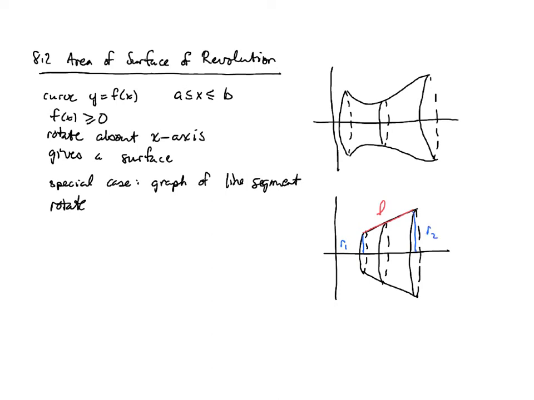And given those quantities, the surface area in the special case, so we use S for surface area, we have S equals 2 pi RL, where R is the average of the two radii.